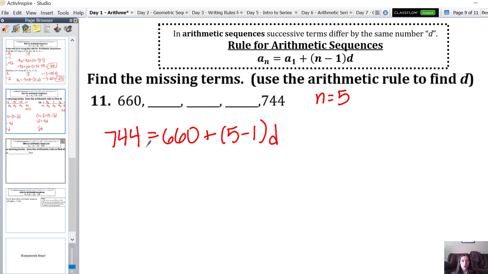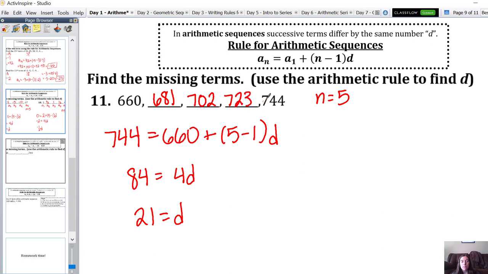So I need 744 minus 660, which is 84. So 84 is equal to 4d. When I divide by 4, we get 21 for our value of d. That means we're adding 21 each time. Since our d here is positive, we're adding. So 660 plus 21 is 681, plus another 21 is 702, plus another 21 is 723, and plus another 21 gets us to 744.